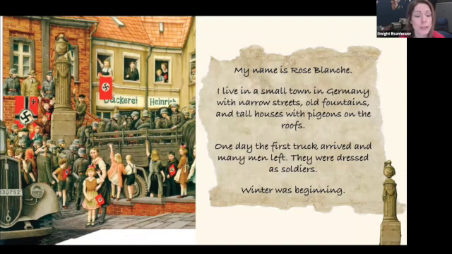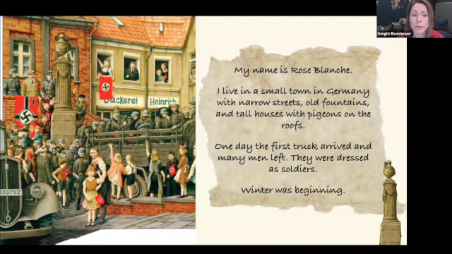Looks like lots of cheering, excitement, right? Jubilation. They're certainly embracing Nazism, lots of Nazi flags. Rose is the girl standing in the very front holding a Nazi flag. She has a red bow in her hair.